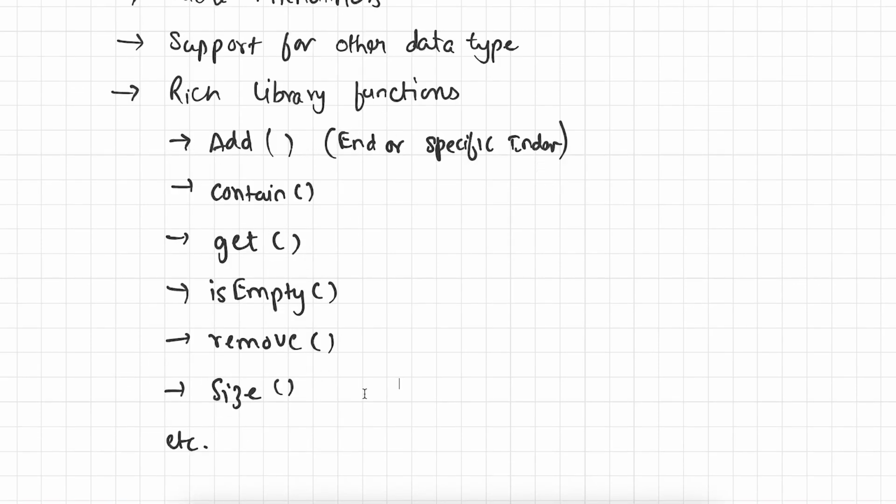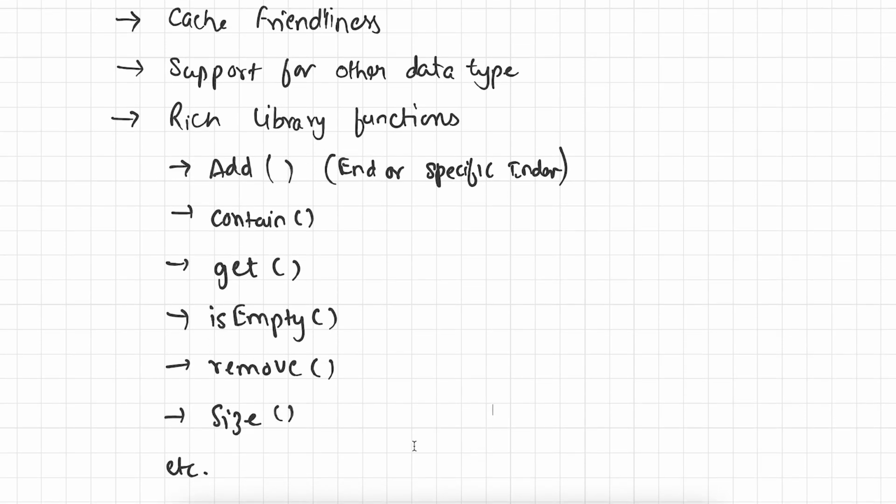Apart from these functions, there are also many such functions available in the ArrayList class that you can use to make your life easy. In case of ArrayList, we do not have to implement all of these functions ourselves, but if we use normal arrays, we have to write all the functions ourselves. So this is the main advantage we get when we use ArrayList.